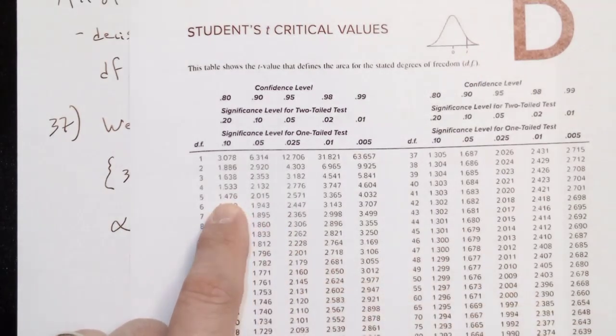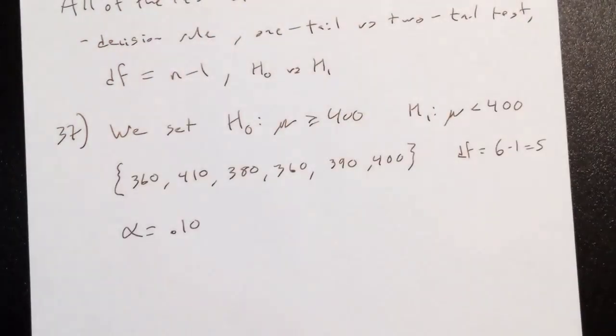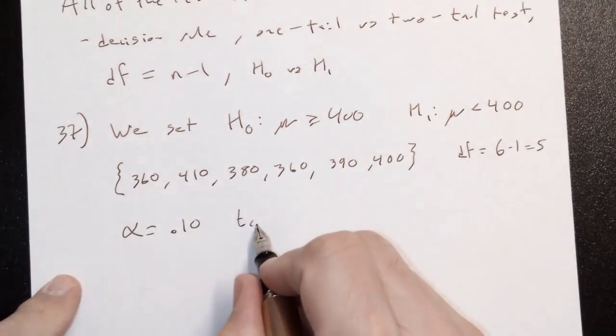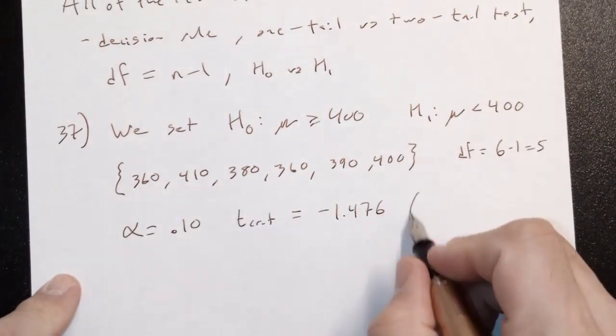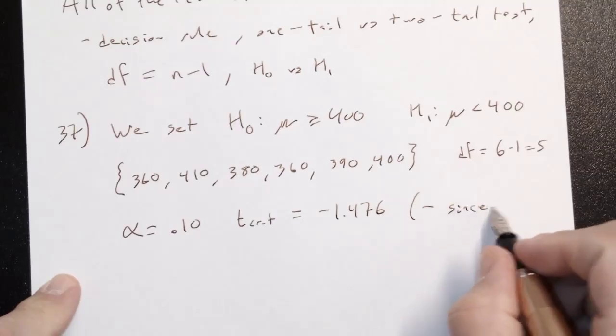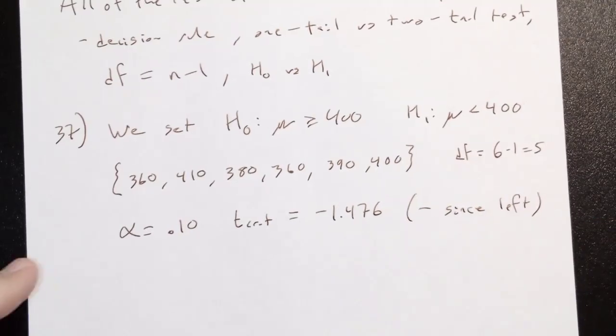So instead of 1.476, what do I want for my critical t-value? It's exactly negative. Negative 1.476. So I can write that down right now. Before I go any further, I know that t critical is negative 1.476, negative since left. Great.